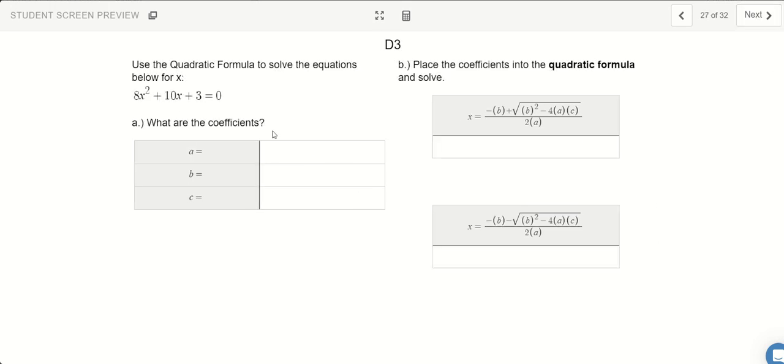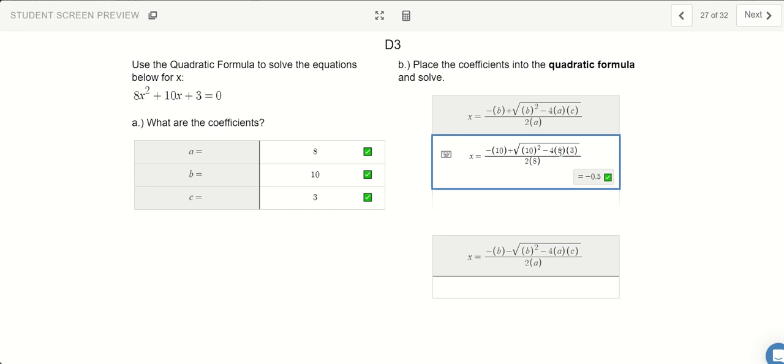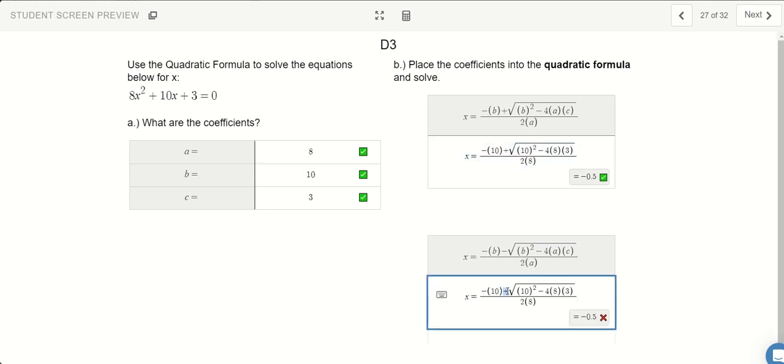And the last one, here A is 8, B is 10, C is 3. I'm going to plug those numbers into our quadratic formula. Every time I see A, replace that with 8. Every time I see B, replace that with 10. And every time I see C, replace C with 3. All right, so that's one of our answers. And then again, square root minus, there's our other answer. And those are our two answers.